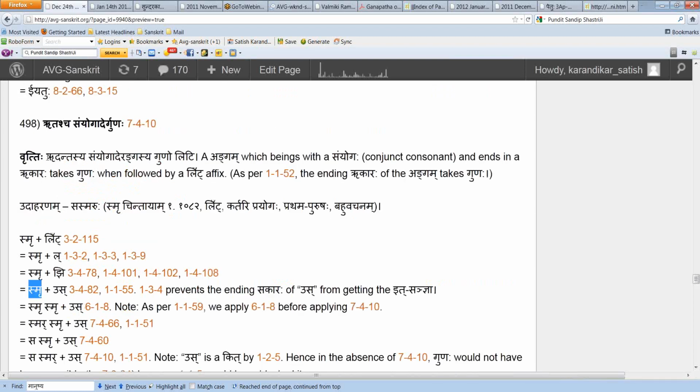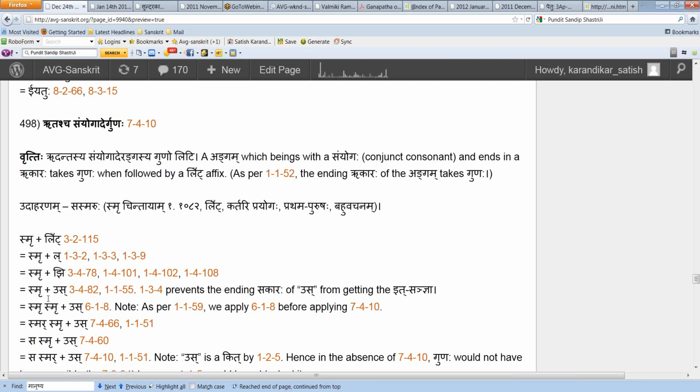It says rudantasya. We do have that because smru ends in the rukaraha. Sanyogadehe, we have that because we have sakara makara sanyogaha. Angasya, we do have. We need a pratyaya, we create an angam. Yasma pratyaya vidhi, tadadi pratyaya angam. So we do have an angam. And then gunoliti. So now guna adesha wants to come. But let's not forget again our friend dirvachaneyachi. Always.